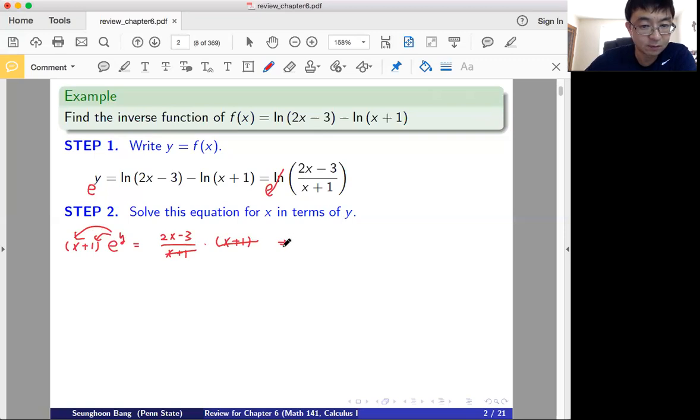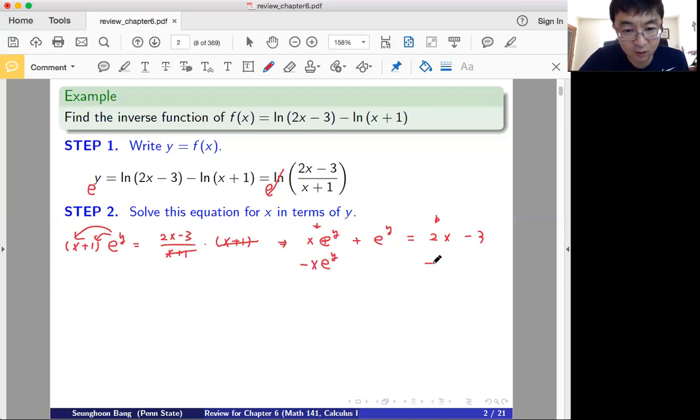So we have x times e to the y plus e to the y equals 2x minus 3. The next, you isolate the x terms on one side. We have 2x terms here and here. So I'm going to move this one to the other side. Subtract this one, so it cancelled. You have to move negative 3 to the other side. You add 3 to both sides. So we have this one.